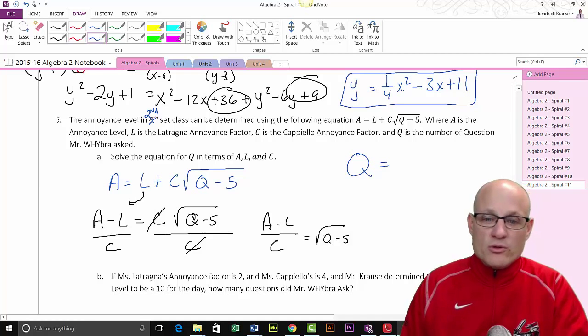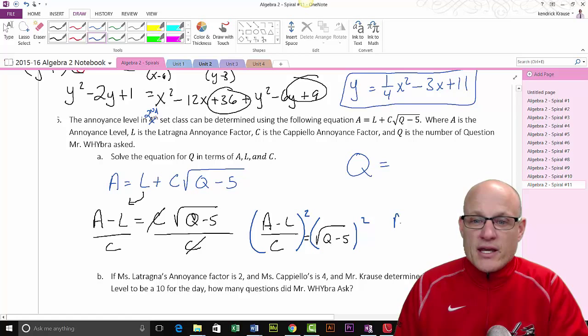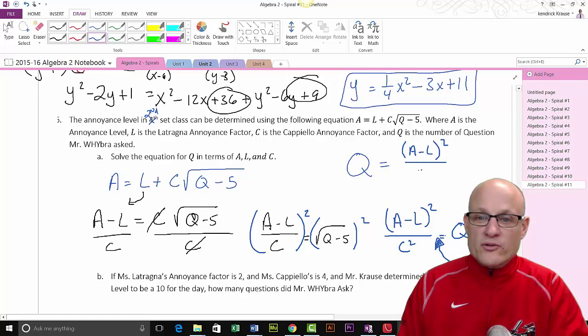Well, how do I get rid of a square root? I square both sides. So what I have here is A minus L squared over C squared equals Q minus 5. If I just bring this 5 over, I get that Q is equal to A minus L squared over C squared plus 5.